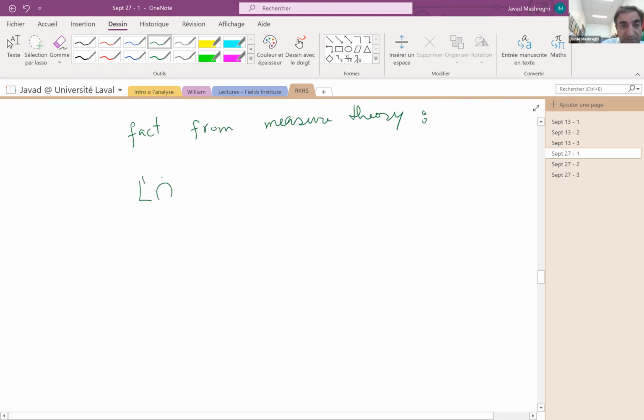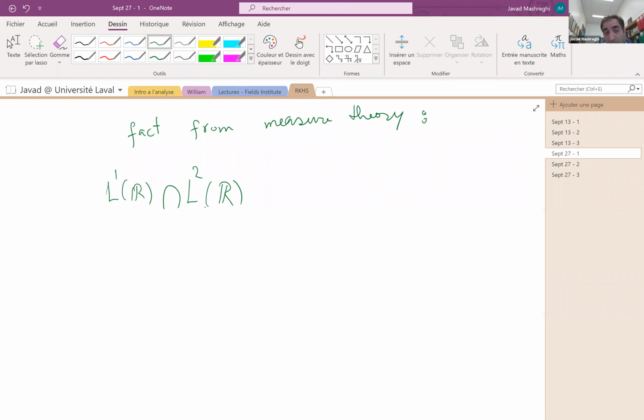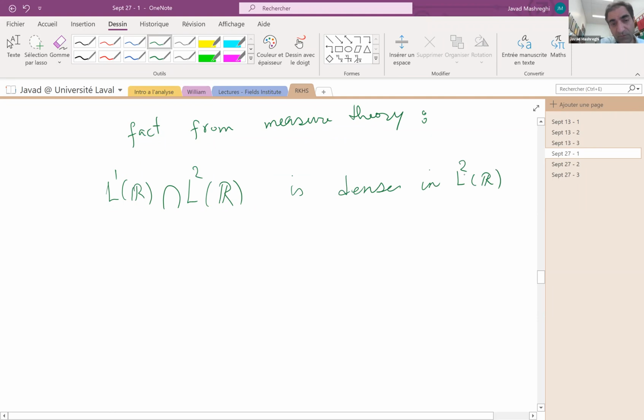L1 of R intersection L2 of R is dense in L2 with respect to the L2 norm, and also in L1 with respect to the L1 norm. But what I need is just the first one, that it is dense in L2 of R. Of course, saying in L2 of R is not needed, but I say it to emphasize the norm 2.